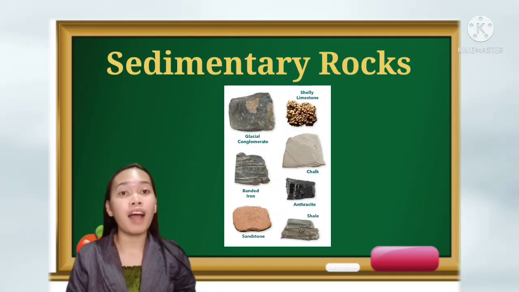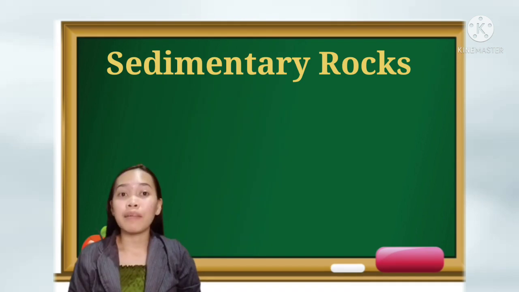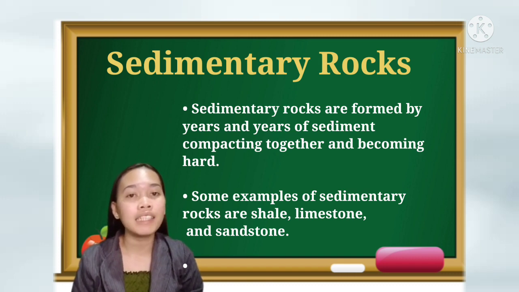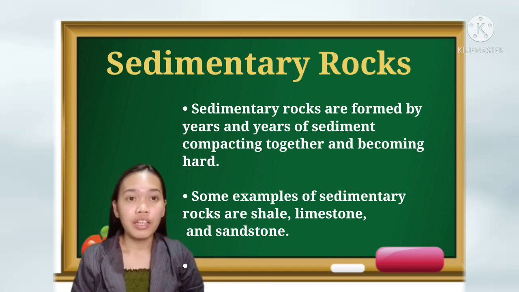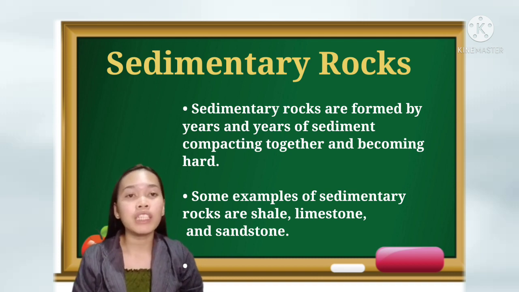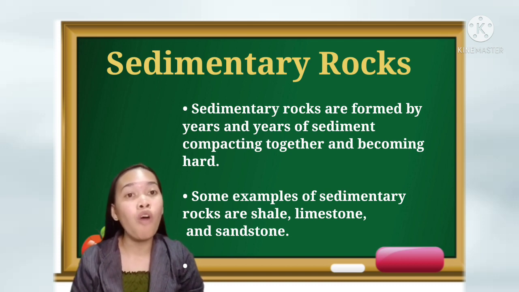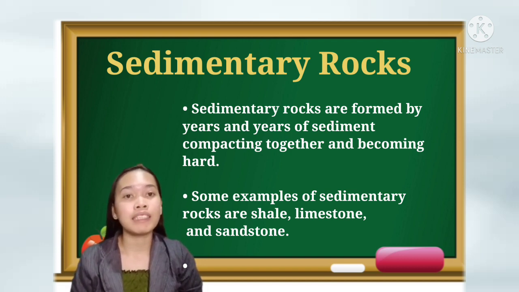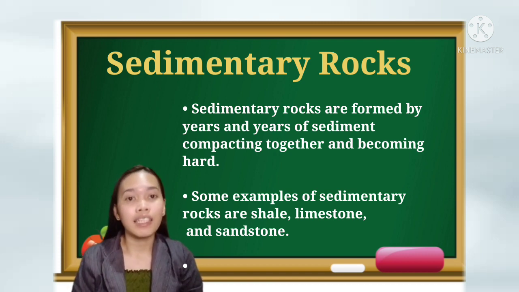The last major type of rocks is sedimentary rocks. Sedimentary rocks are formed by years and years of sediment compacting together and becoming hard. Generally, something like a stream or river will carry lots of small pieces of rocks and minerals to a larger body of water. These pieces will settle at the bottom and over a really long time, perhaps millions of years, they will form into solid rock. Some examples of sedimentary rocks are shale, limestone, and sandstone.